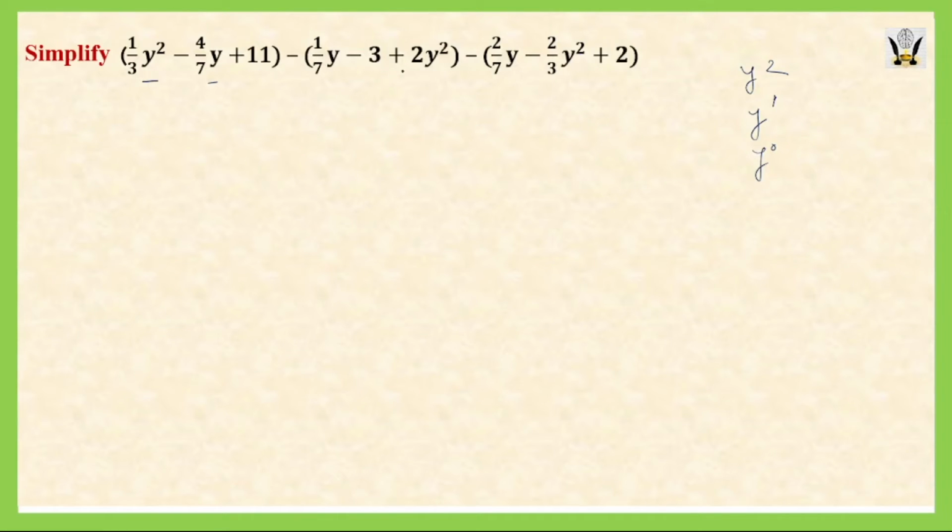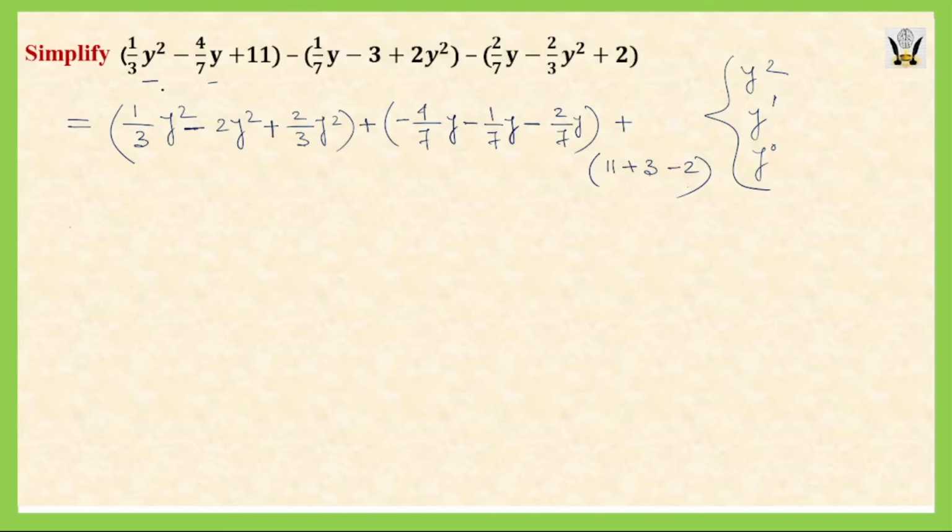So in these three algebraic expressions we have in total three terms of the variable y, with different powers: 0, 1 and 2. As per their power we will combine them. From the first expression we have taken 1/3 y square, then in the second expression we have plus 2y square, but we are subtracting, so minus 2y square we have written here.